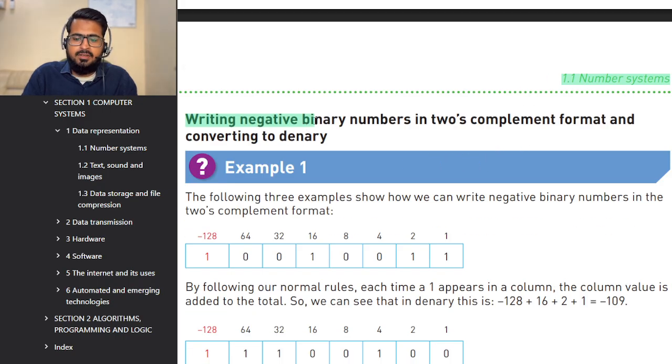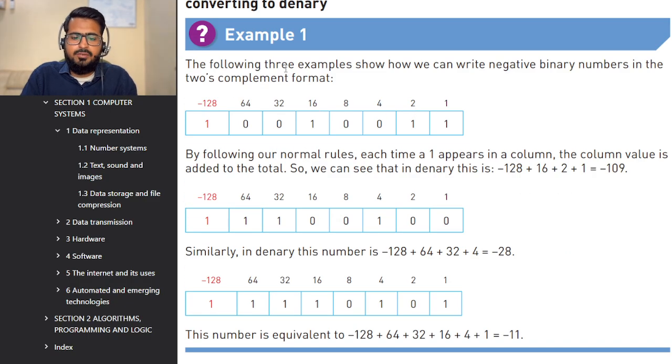Now, the negative binary is something you need to understand, and it is a little bit different from normal binary. For example, if your book gives you a binary number, 1001001, and it says convert it into denary, and this binary number is a 2's complement number, convert it into denary.